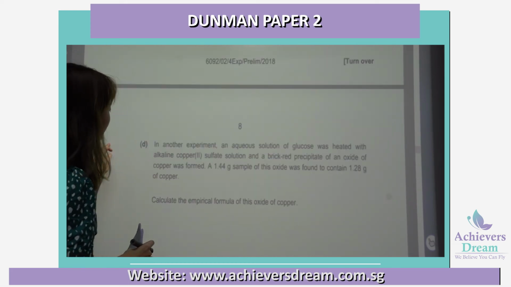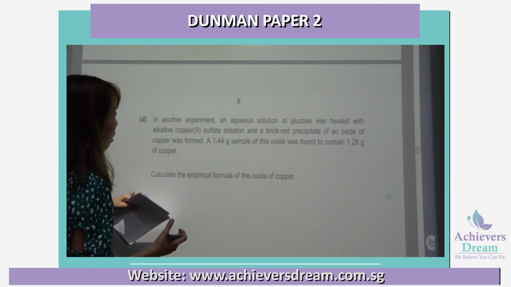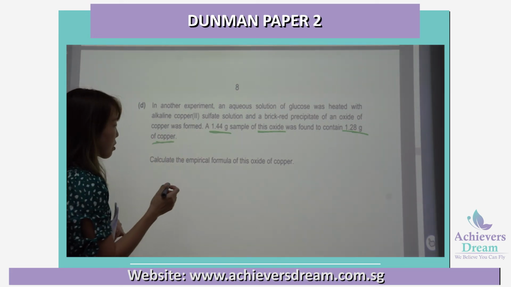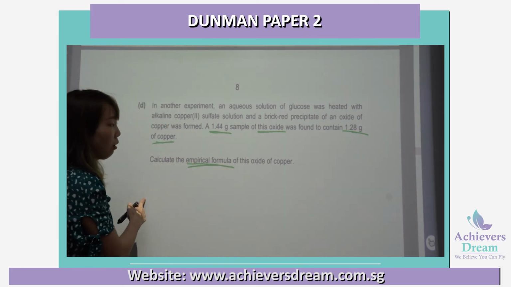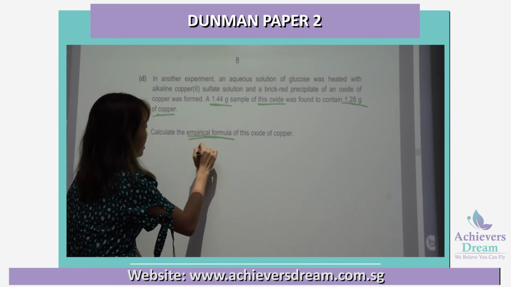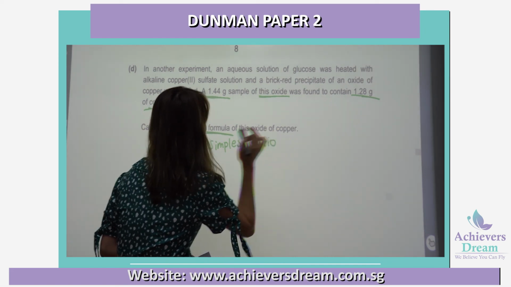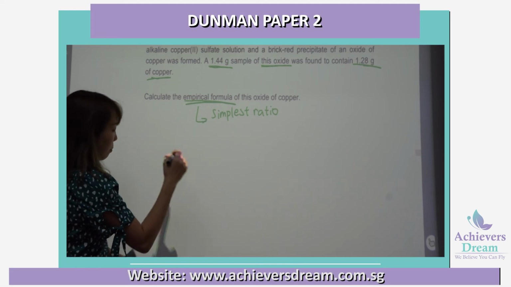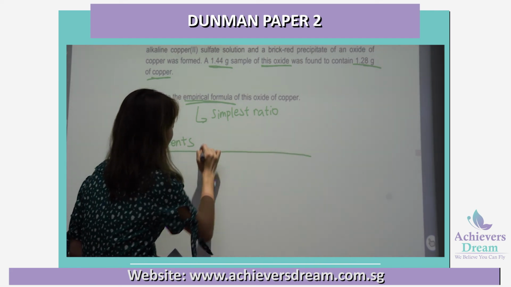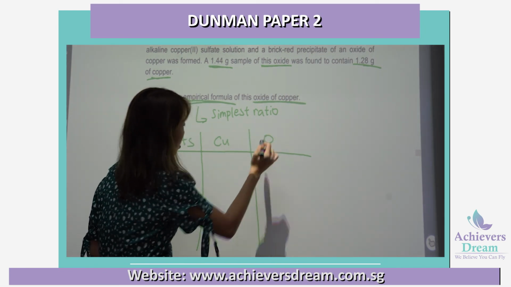Okay, now part D. In another experiment, an aqueous solution of glucose was heated with alkaline CuSO4 solution, and a 1.44 gram sample of this oxide was found to contain 1.28 gram of copper. They ask you to calculate the empirical formula for this oxide of copper. When it comes to empirical formula questions, first, what is empirical formula? It is my simplest ratio. So for all empirical formula questions, you have to draw this table. First, you state what the elements are. In this case, they say oxide of copper, meaning my elements must be copper and oxygen, correct?